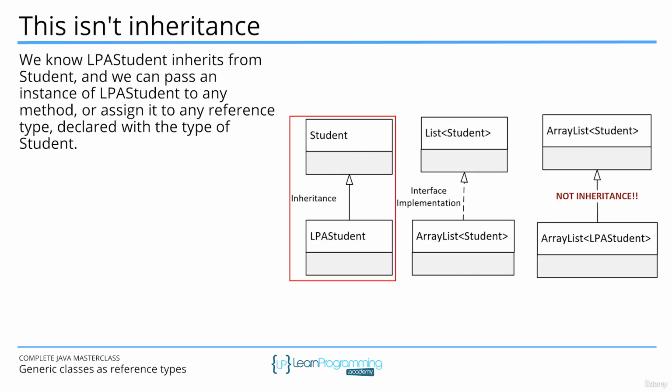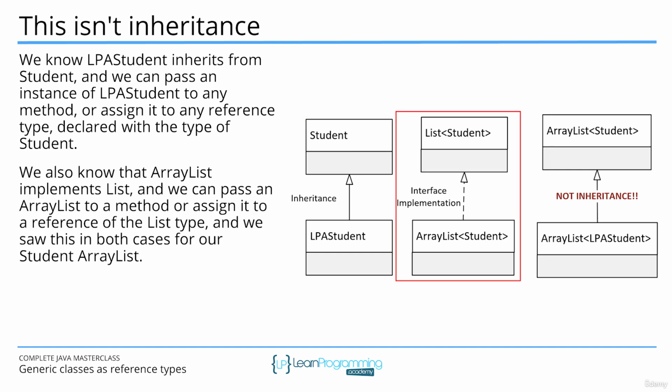We know LPA student inherits from student, and we can pass an instance of LPA student to any method or assign it to any reference type declared with the type of student. We also know that ArrayList implements list, and we can pass an array list to a method or assign it to a reference of the list type, and we saw this in both cases for our student array list.